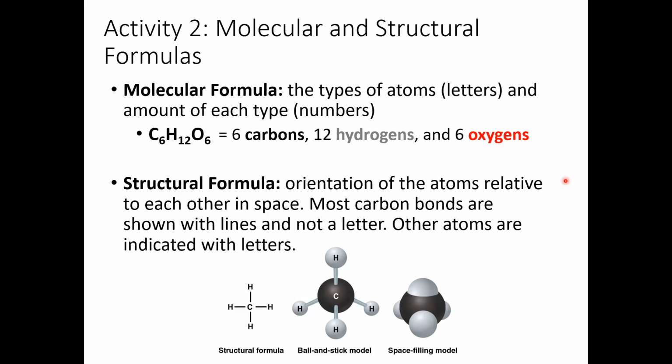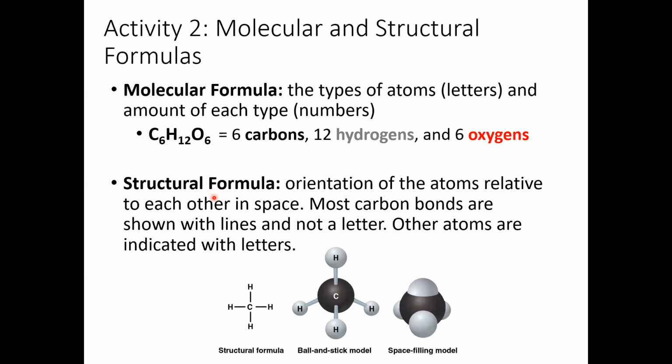Your guys' molecules can be written out using a molecular formula or a structural formula. Your molecular formula is basically just written out with the atoms, represented by the letters, and the amount of that atom found in that molecule. Here we have 6 carbons, 12 hydrogens, and 6 oxygens found in this particular molecule. This is the molecular formula for glucose.